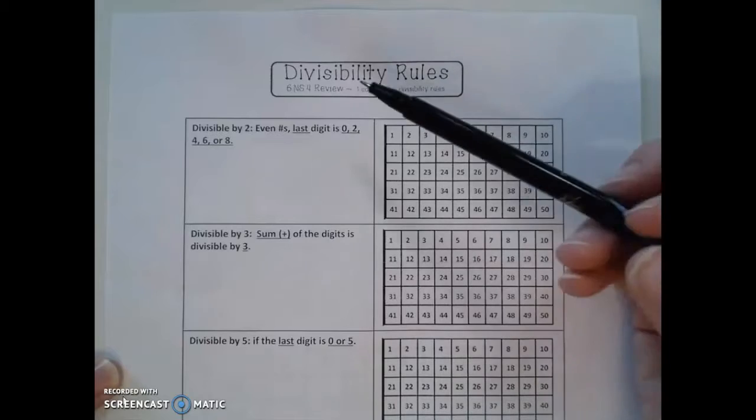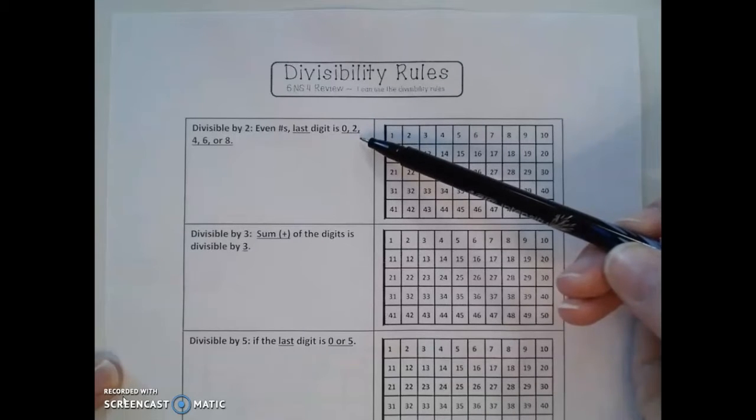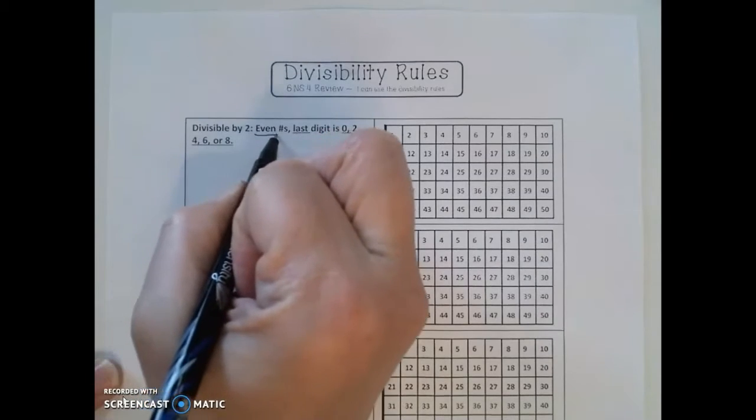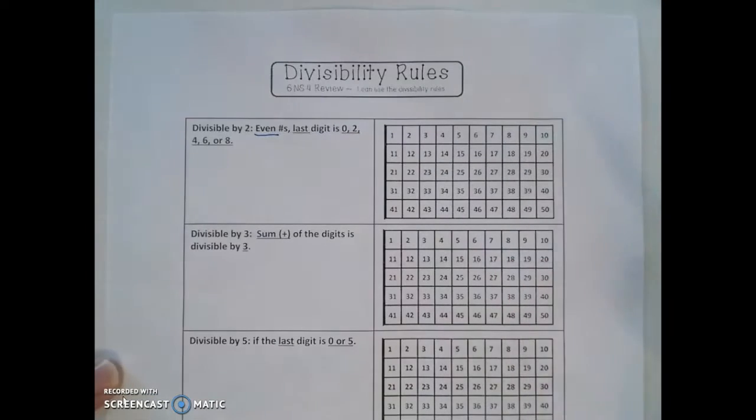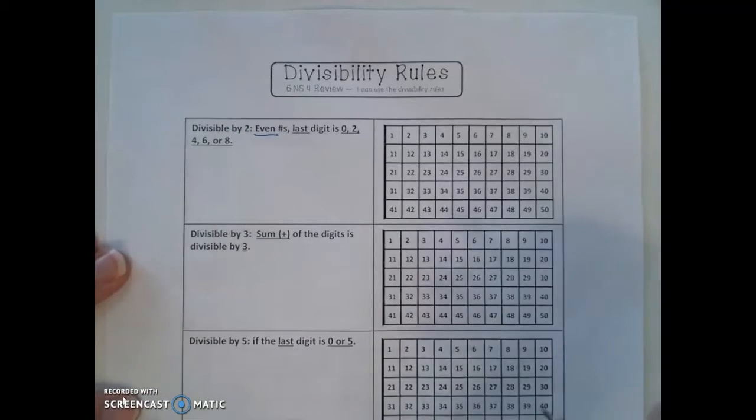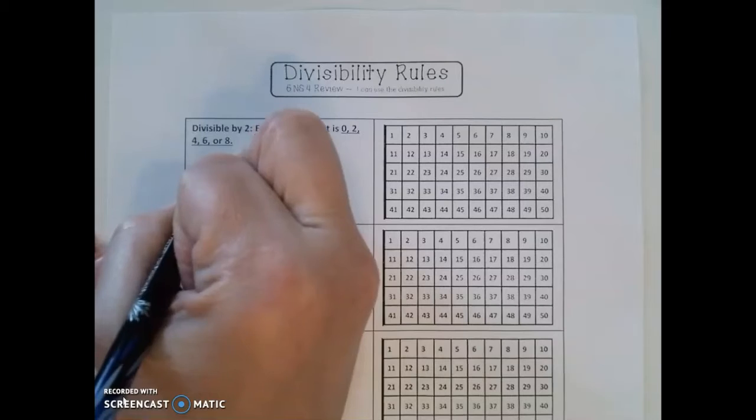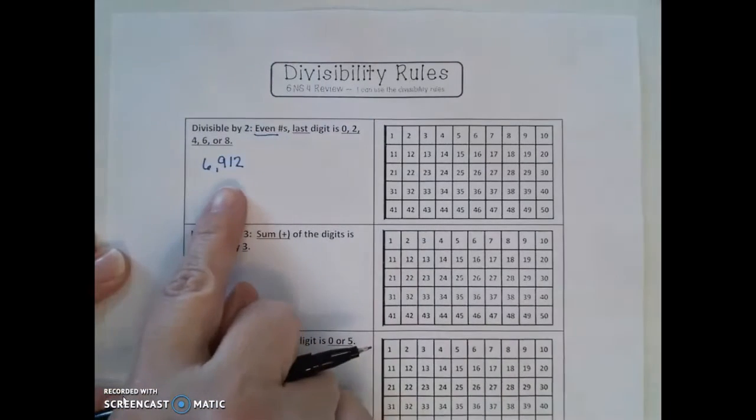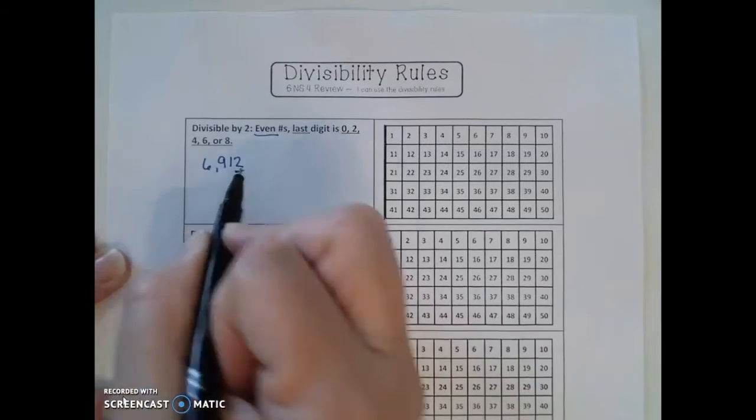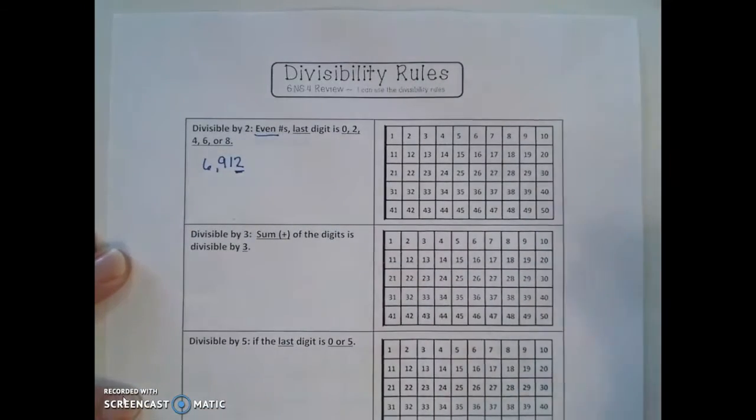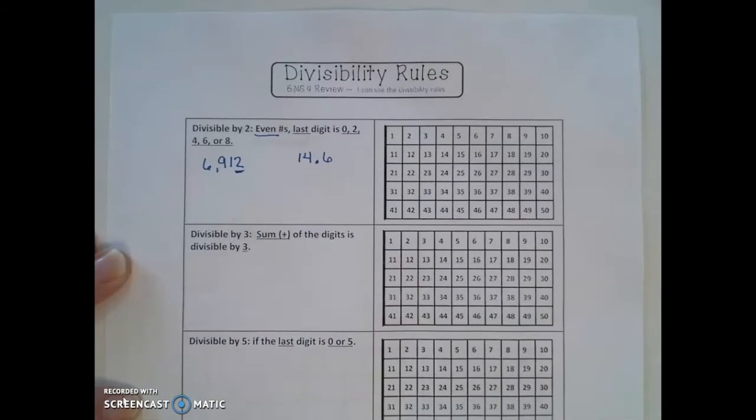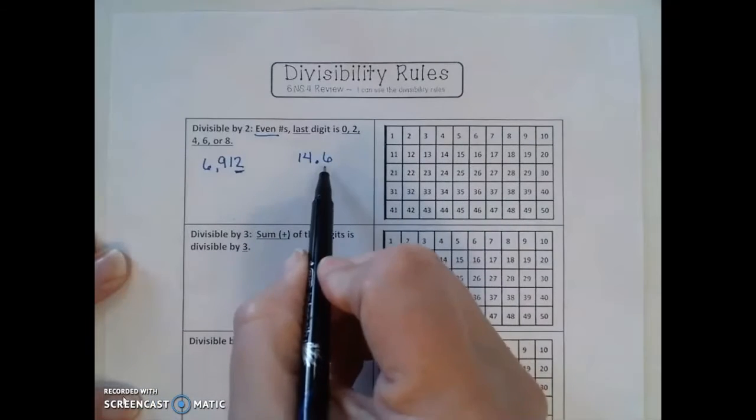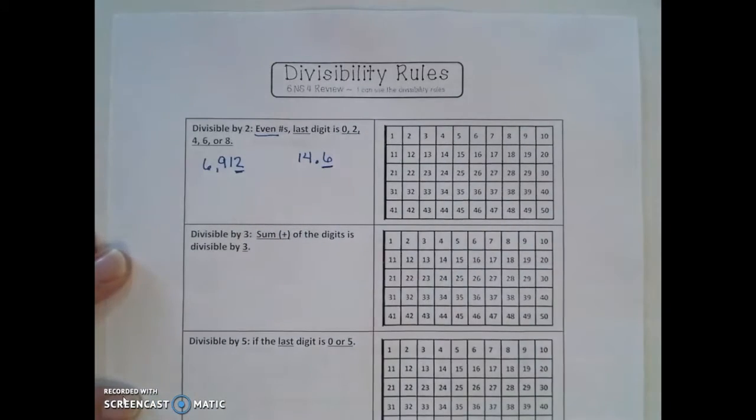All right. For 2, to know if a number is divisible by 2, the number has to be an even number, which means the last digit in the number is either a 0, 2, 4, 6, or 8. Some examples of numbers that are divisible by 2 are 6,912. I know this is divisible by 2 because the last digit is a 2, which is in my rule. 14.6 is also divisible by 2 because even though I have a decimal number, the last digit is 6, which makes it divisible by 2.